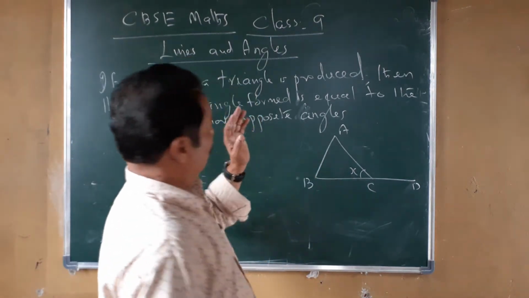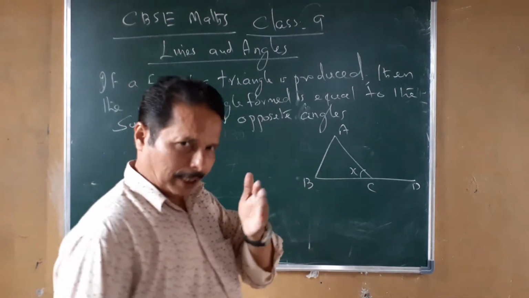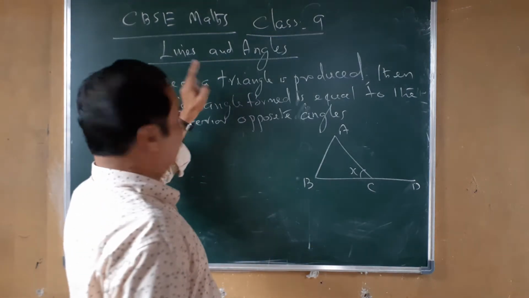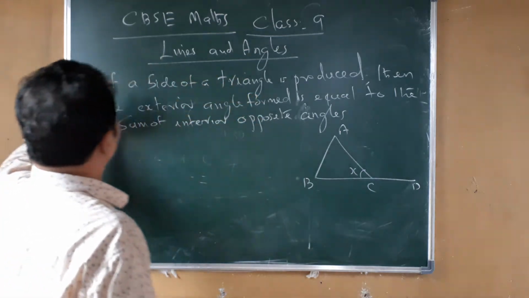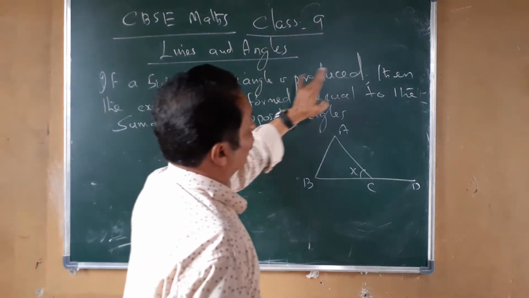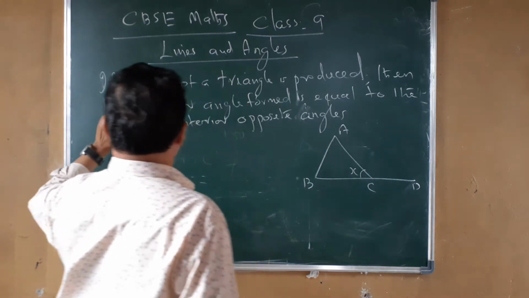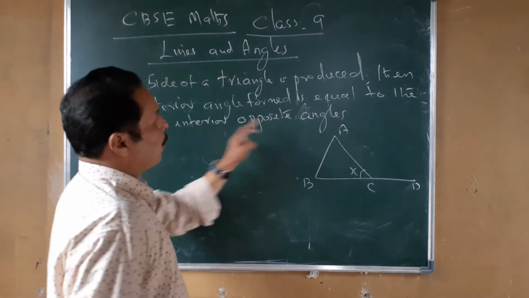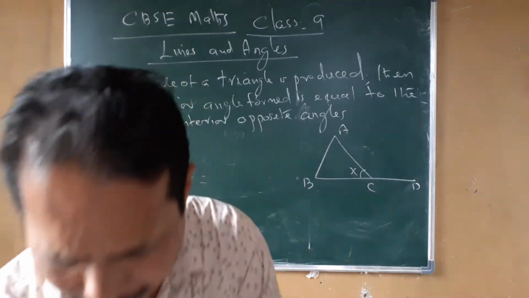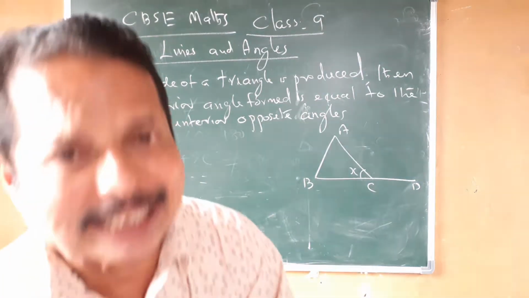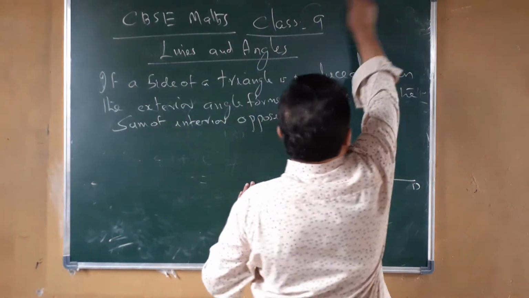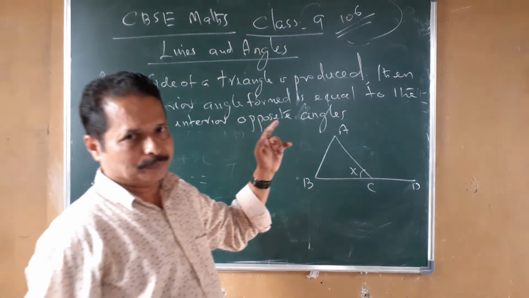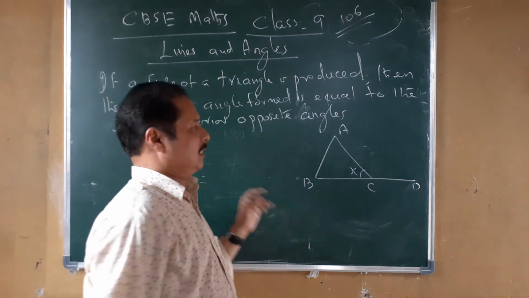Over here, the continuation of the previous class is comparatively very easy. Look here carefully. If a side of a triangle is produced, then the exterior angle formed is equal to the sum of the interior opposite angles. That is in textbook page number 106. Better you write that here. It is on page number 106.